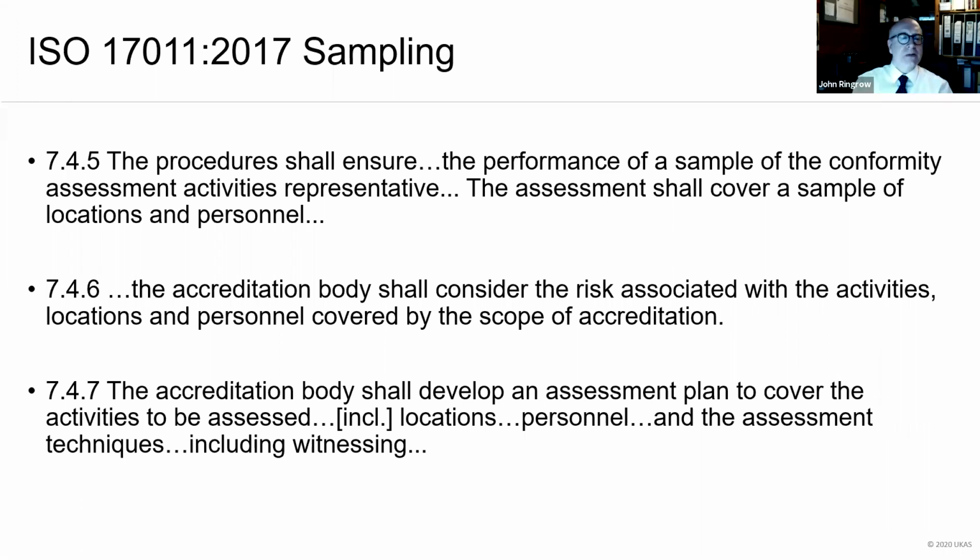And also finally, there's 7.4.7, the accreditation body shall develop an assessment plan to cover the activities to be assessed. So that would include the locations, the personnel, the assessment techniques, and including whether or not we are witnessing any of these things. Now, we do have some flexibility as to how we can design the structure of assessments and how we can sample to ensure that all aspects of the service are covered. And that we would be discussing with you during the pre-assessment processes, which for point of care, we would generally recommend a pre-assessment because it gives a greater understanding from both sides as to how that operates.